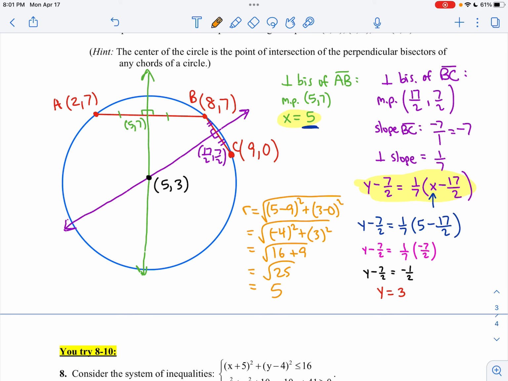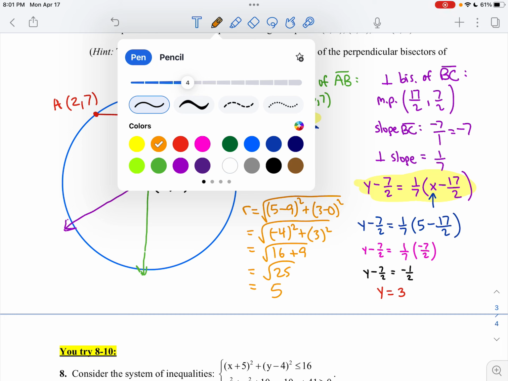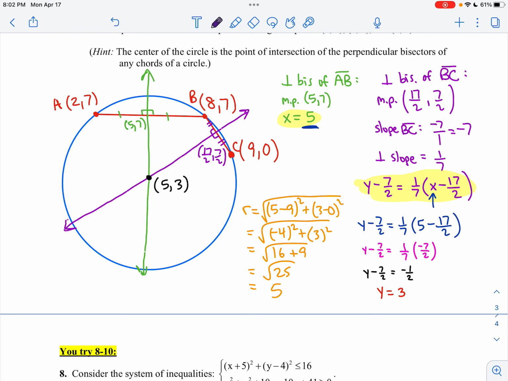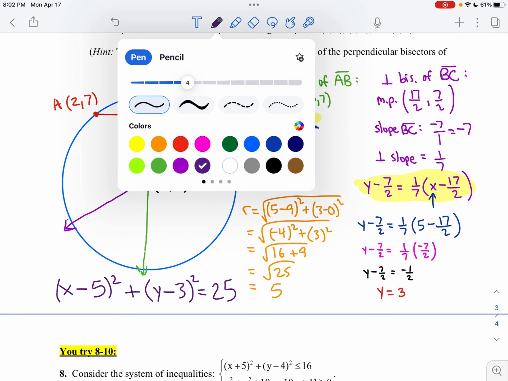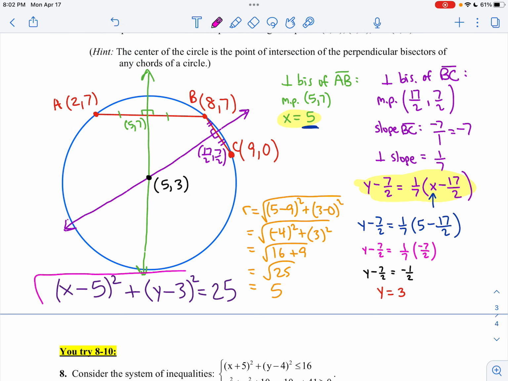Now that we know the center and we know the radius, let's see, what color haven't I used? Maybe we could go just really dark purple over here. So we have x minus 5 squared plus y minus 3 squared equals 25. So lots of work, lots of great math, lots of review, and a little bit fun too, I hope.